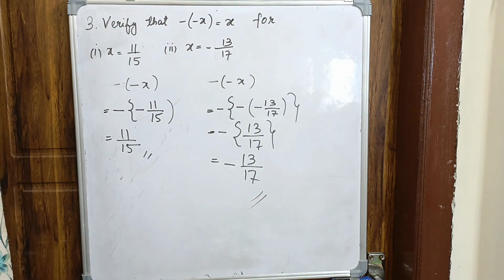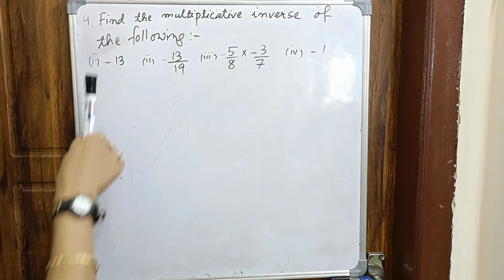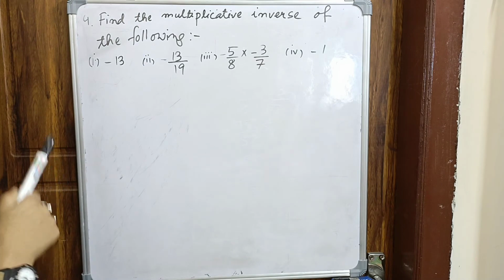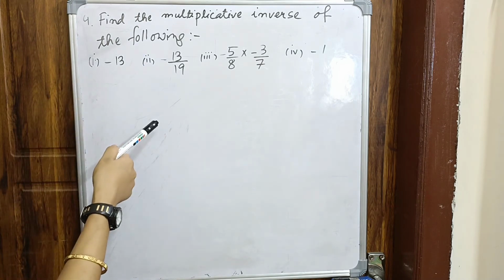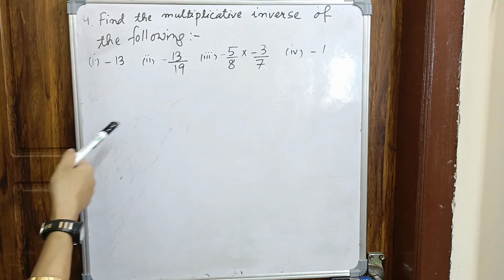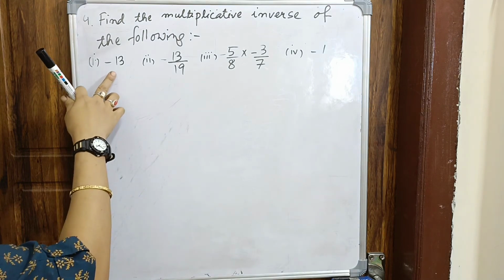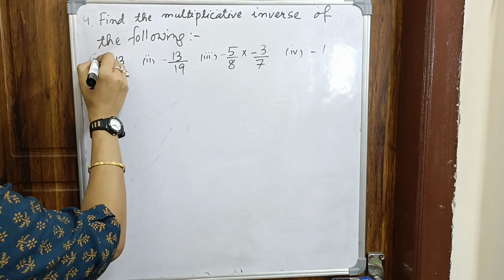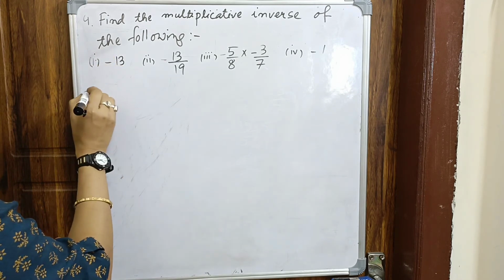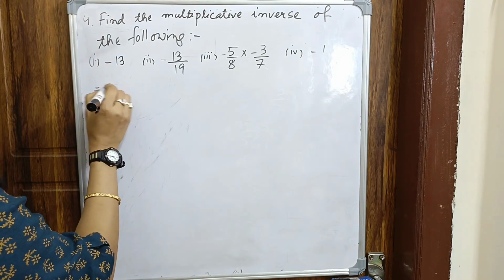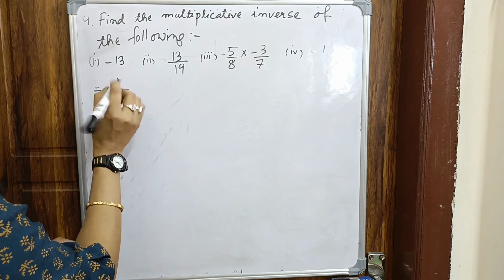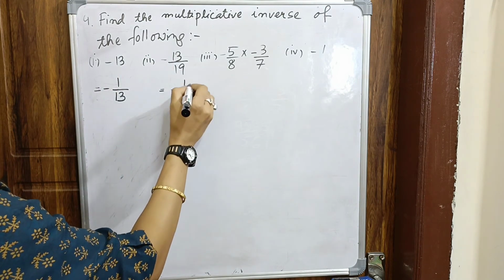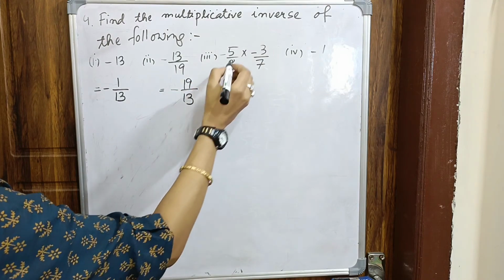Now let's do question number 4. So the last question is find the multiplicative inverse of the following. In case of additive inverse, we are just exchanging the sign, like plus will become minus and minus will become plus. Here multiply will become divide and divide will become multiply. So minus 13 will become minus 1 by 13. This one will become minus 19 by 13.